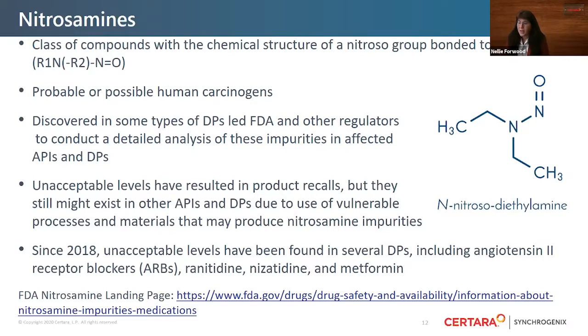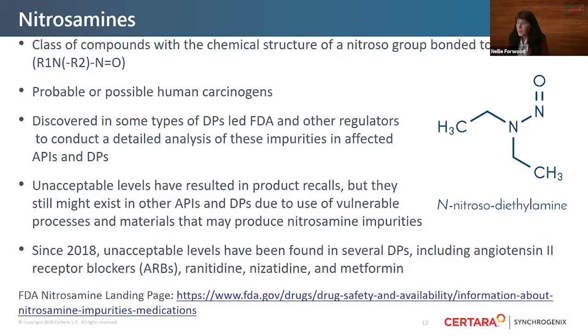In addition, FDA evaluated processes that use common amines in API synthesis and learned that common synthetic pathways could also introduce other types of nitrosamine impurities besides NDMA. In September 2019, FDA learned that some common heartburn products, ranitidine, commonly known as Zantac, and nizatidine, commonly known as Axid, contained unacceptable levels of NDMA.